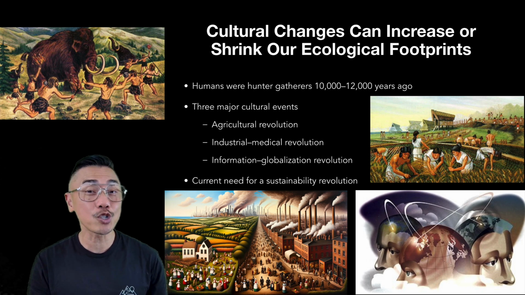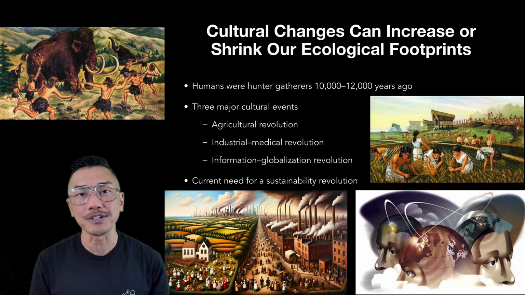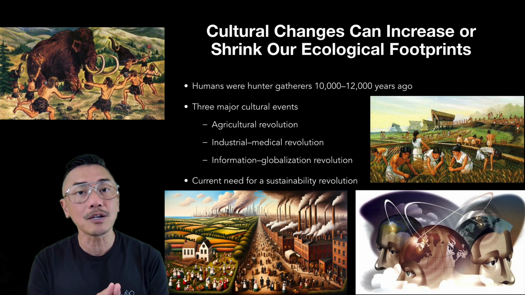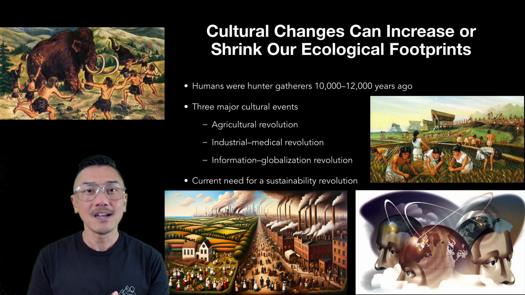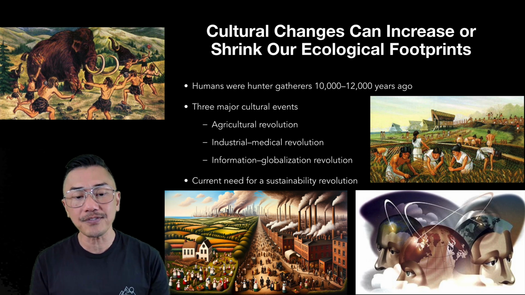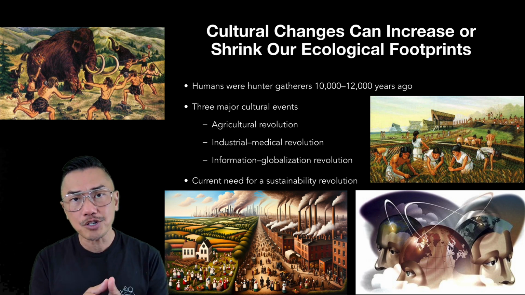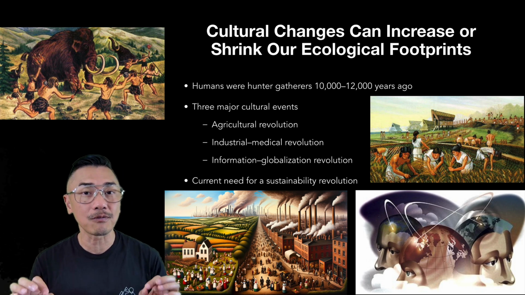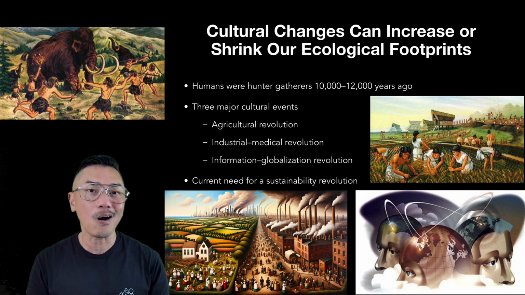Throughout history, cultural changes have shaped our ecological footprints. Humans were hunter-gatherers 10,000 to 12,000 years ago. Then came the agricultural revolution, followed by the industrial medical revolution, and now the information globalization revolution. The Industrial Revolution, which began in the late 1700s, marked the start of significant human impact on the environment with the widespread use of fossil fuels. These shifts have increased our resource use, and what we need now is a sustainability revolution. This involves rethinking how we live and use resources to reduce our ecological footprint.